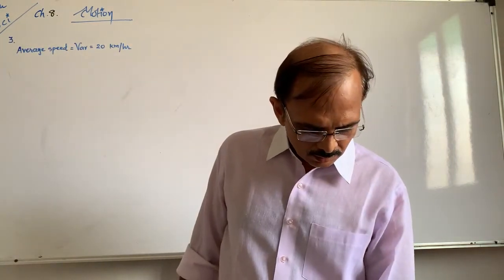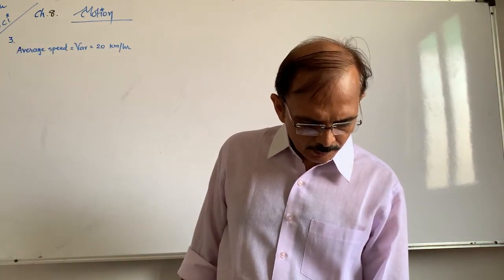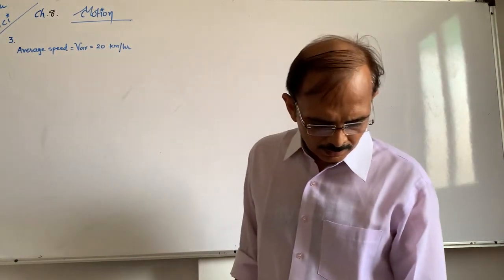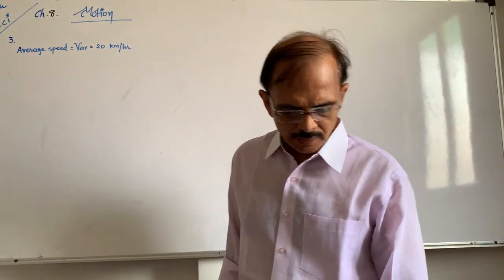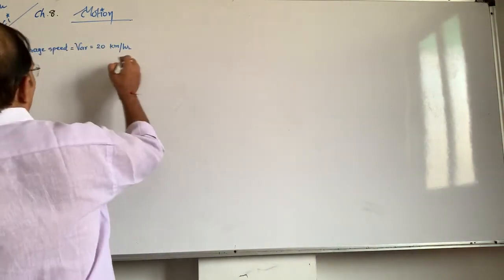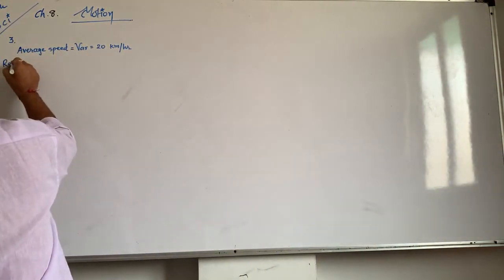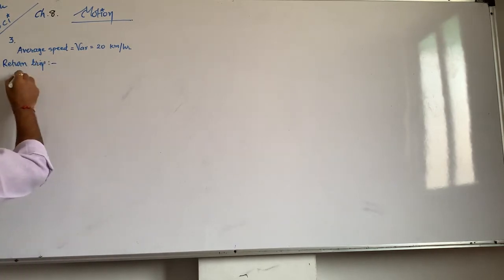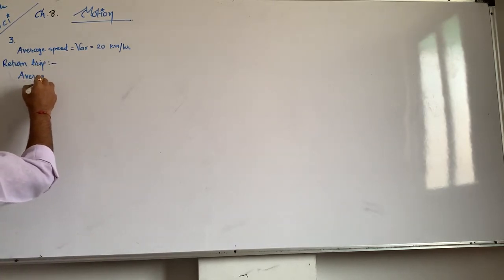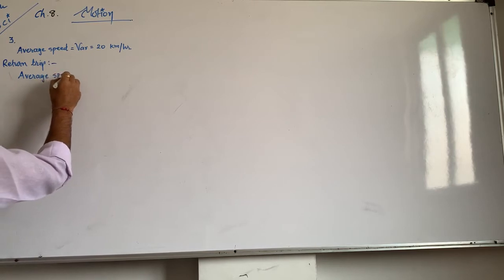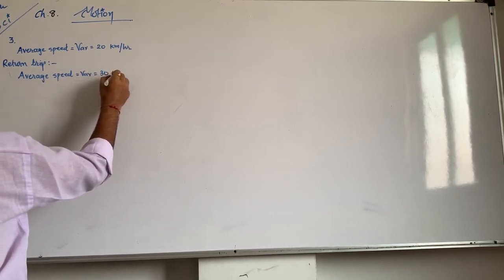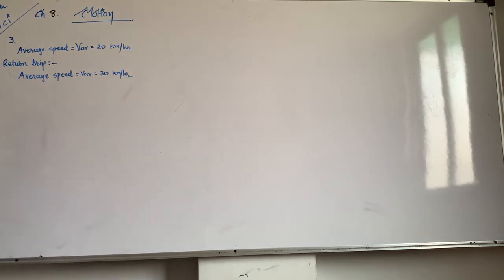Now on his return trip along the same road, there is less traffic and so the average speed is 30 km per hour. Return trip, average speed is 30 km per hour.